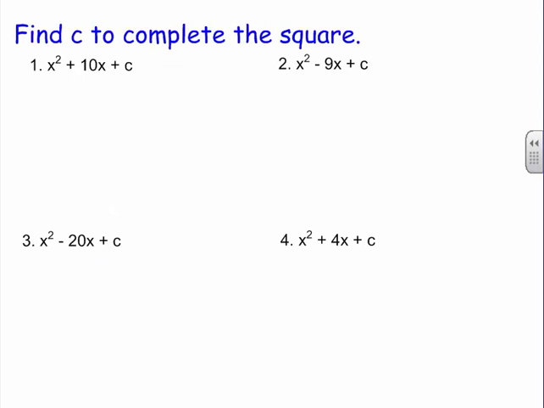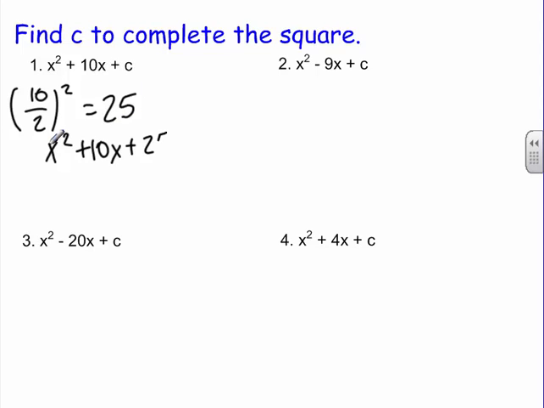Okay, so find c to complete the square. So I have these c's, and I'm going to find my new c, or find what the value would be to complete the square. Key term, complete the square. So again, I'm going to do just what I did before. I'm going to take 10, divide it by 2, and square it. 10 divided by 2 is 5. 5 squared is 25. So c is 25. So I end up with x squared plus 10x plus 25. And I can check by factoring. What are the factors of 25 that add together to give me 10? It's 5 and 5. So they're both the same. So I'd end up with x plus 5, x plus 5.